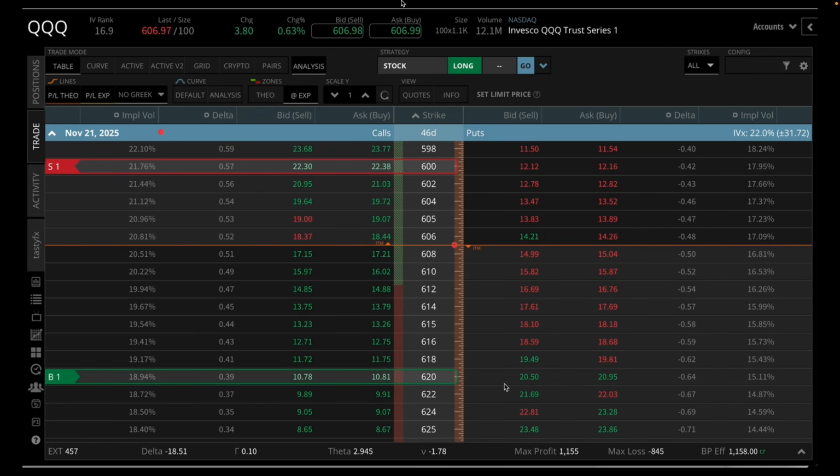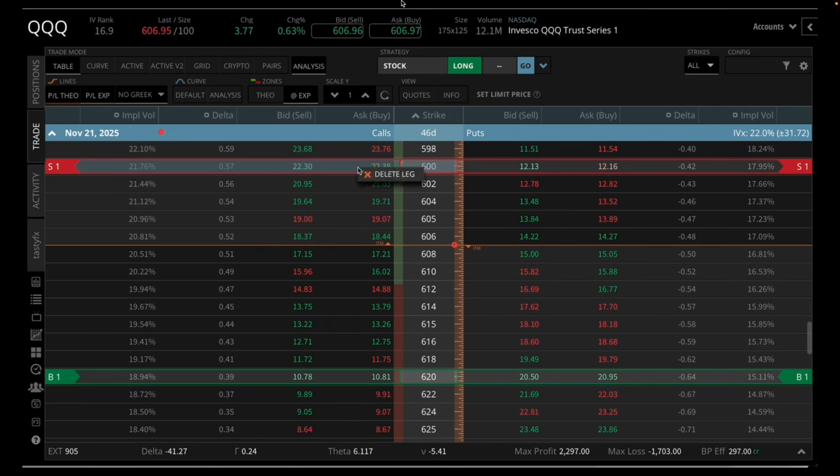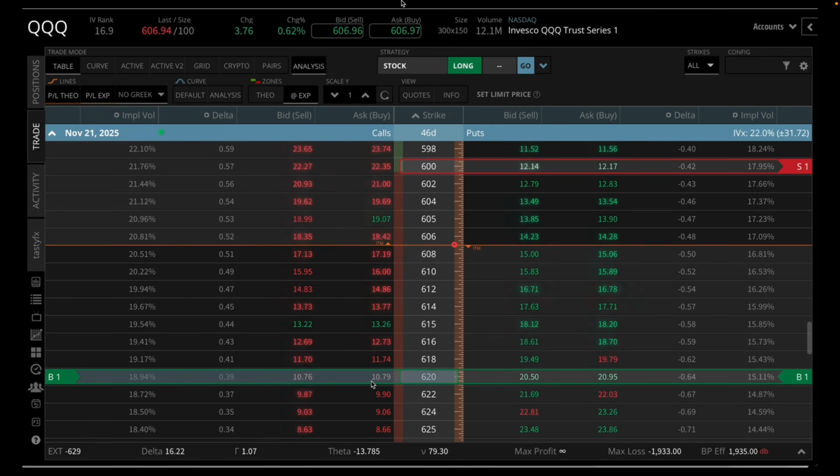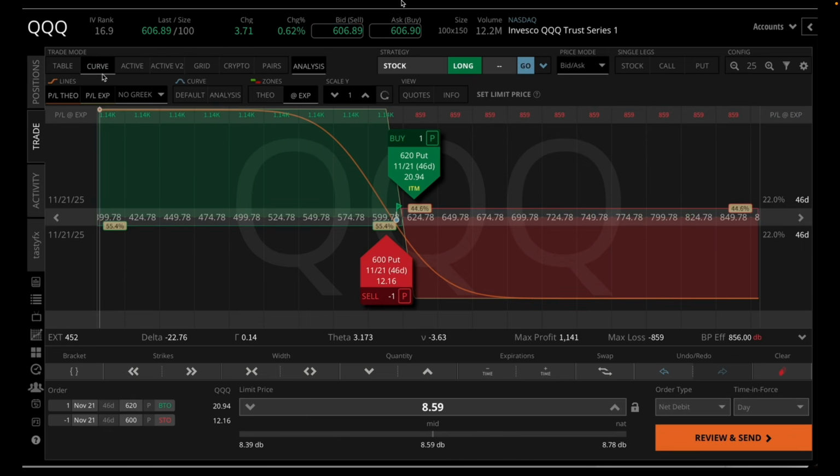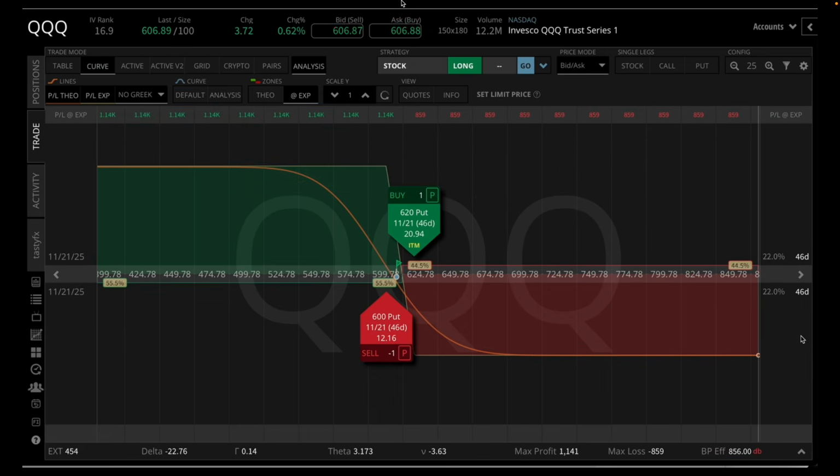So all I'm going to do here is I'm going to populate purchasing the 620 strike put option and selling the 600 strike put option. And this is going to be a synthetic equivalent to the bear call spread. So when I open up the trade detail here, we can see that this provides a negative delta of 22, a positive theta of around 3, a vega of negative 3, a max profit of $1,140, a max loss of $857, and the buying power effect is an $856 debit.